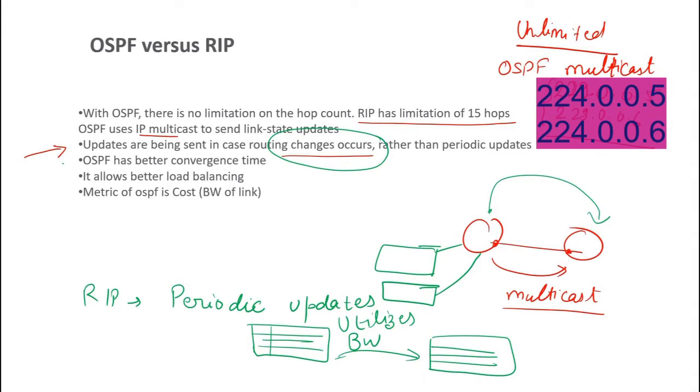OSPF has a better convergence time. Convergence time means that whenever our link is down, how fast it can find the alternate routes. That is faster in OSPF. It also allows better load balancing.